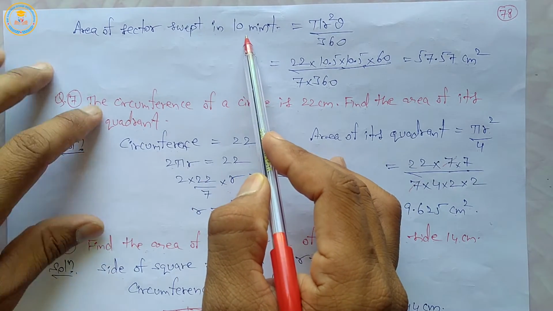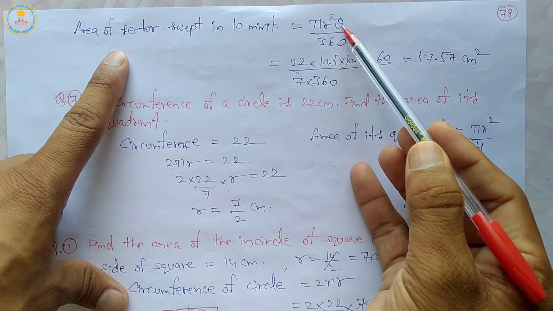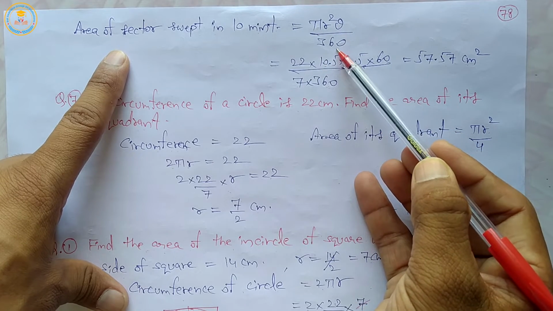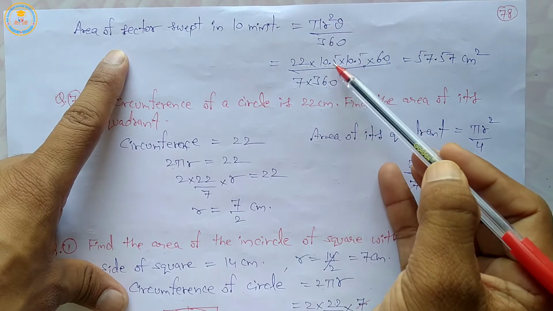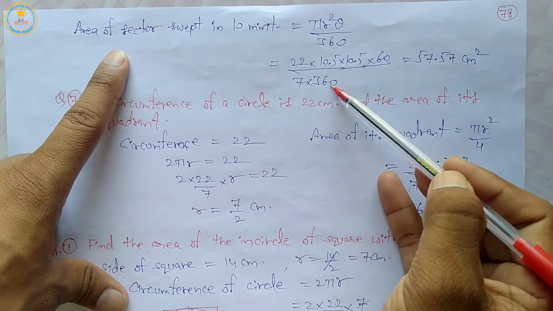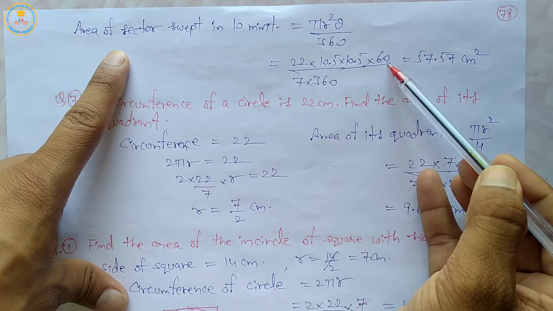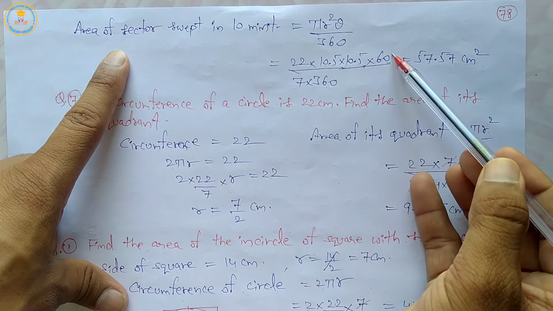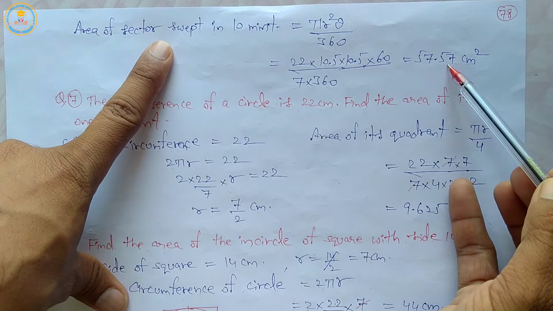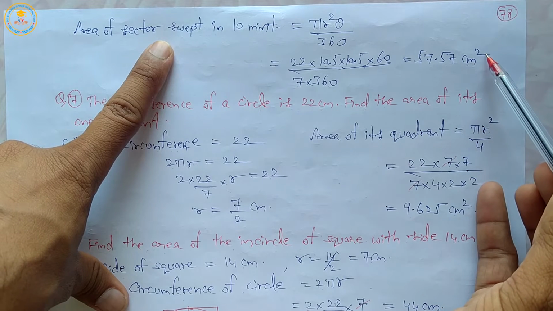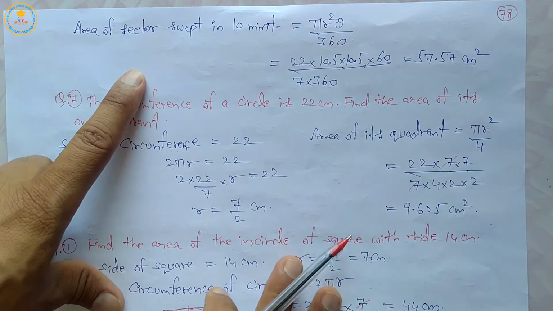Area of sector, we know according to the previous question identity, pi r square theta divided by 360 degree. Pi is 22 upon 7, r is 10.5, so 10.5 into 10.5 divided by 360, and the value of theta is 60 degree. Calculate that part. We get area of sector 57.57 centimeter square. 57.57 centimeter square is the answer.